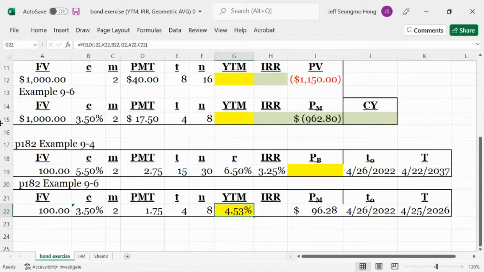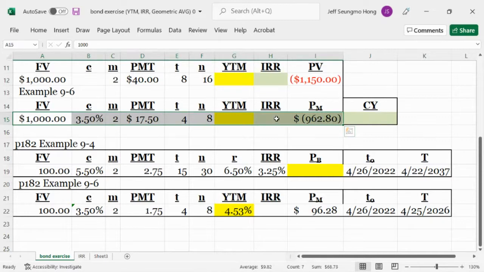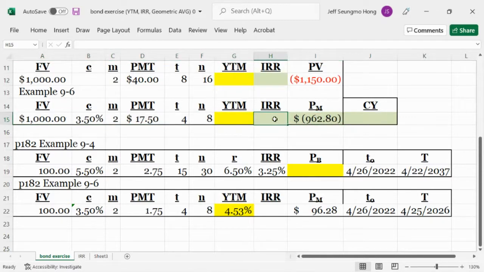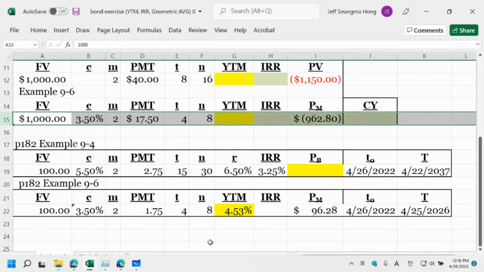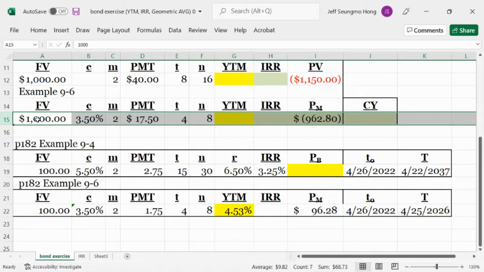Now, we can do the same thing by doing it this way. But in this case, we will find the half-year rate first. We will have to find the periodic rate, which is the internal rate of return in this case. This is exactly the same example, right? 1,000, 3.5% coupon rate. So coupon payment is 1750, right? 4 years left.